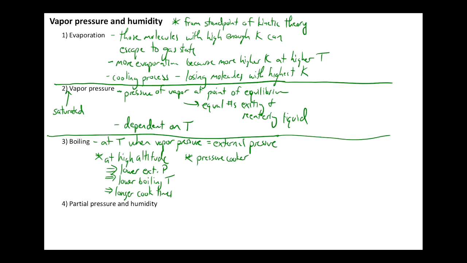The reason for that is the exact same effect. What we're doing around the fluid and the food and whatever else is in there is we're saying we have a higher external pressure, which means you can have a higher boiling temperature, which means you can cook everything in there at a higher temperature without actually boiling away the fluid that you're using to cook. So you have faster cook times.